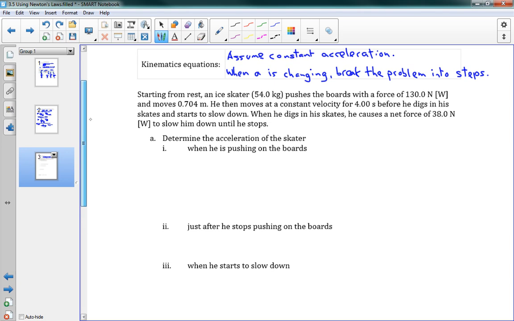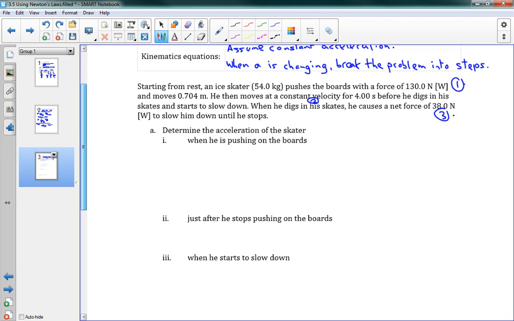The problem says, starting from rest, an ice skater pushes the boards with a force of 130 newtons and moves that distance. He then moves at a constant velocity before he digs in his skates and starts to slow down. When he digs in his skates, he causes a net force of 38 newtons to slow him down until he stops. Okay, so we've got 3 steps here. We've got step 1. We've got step 2 where he's moving at a constant velocity. I'll put that in here. And we've got step 3 where he slows down. So step 1 he's accelerating, step 2 he's going at a constant speed, step 3 he's slowing down.